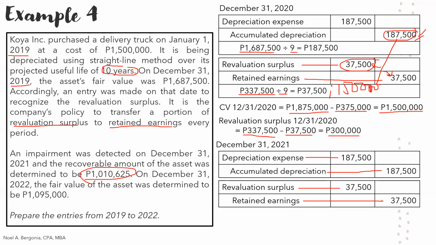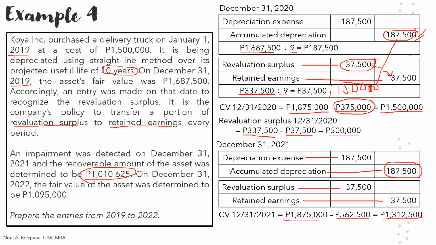37,500. Okay? So bago tayo mag-revalue, identify muna natin yung carrying value. So on December 31, 2021, so our cost ulit, okay, less the accumulated depreciation na 562,500. So nanggaling po yon mula doon sa 375,000 ng 2020 plus the accumulated depreciation of 187,500 in 2021. Okay, so the carrying value na lang po natin as of December 31, 2021 was 1,312,500.